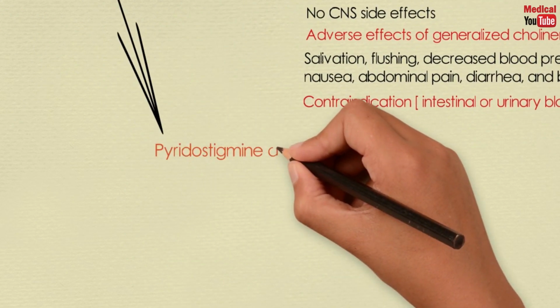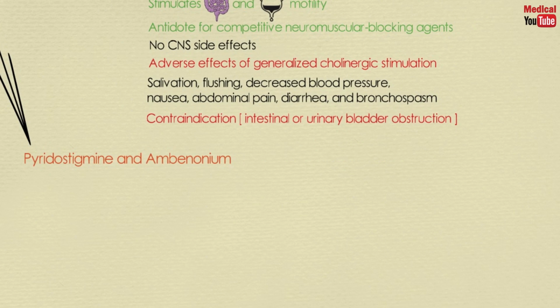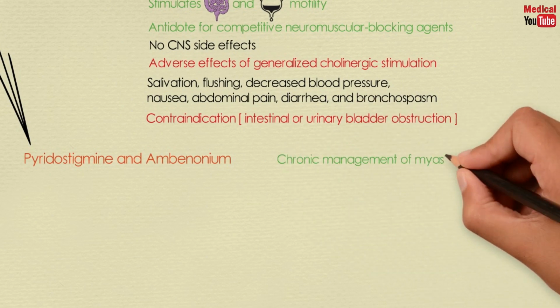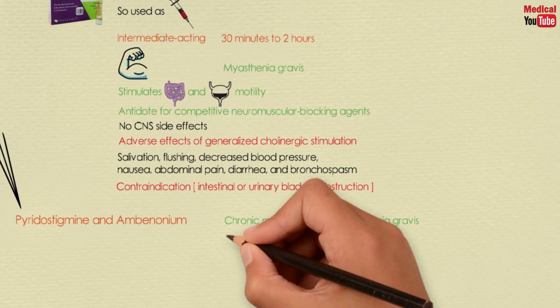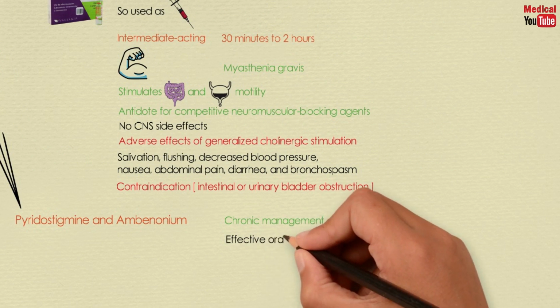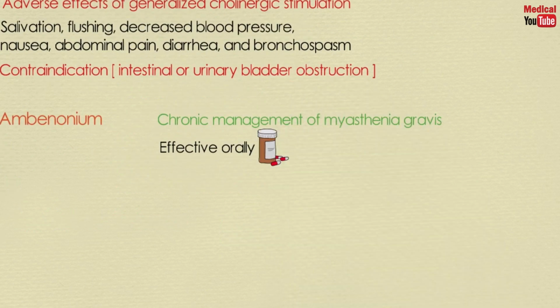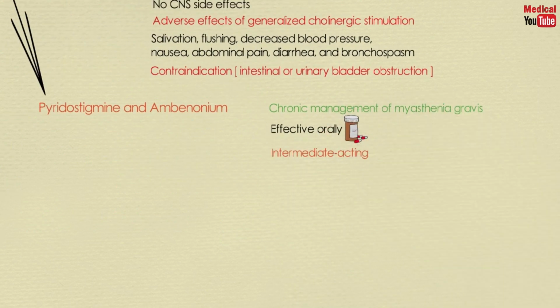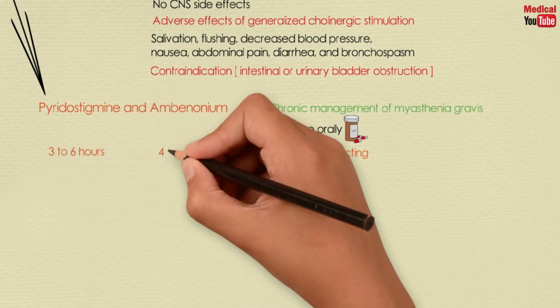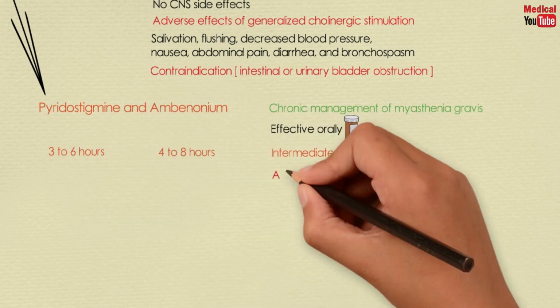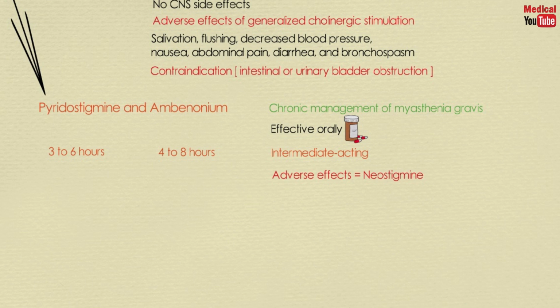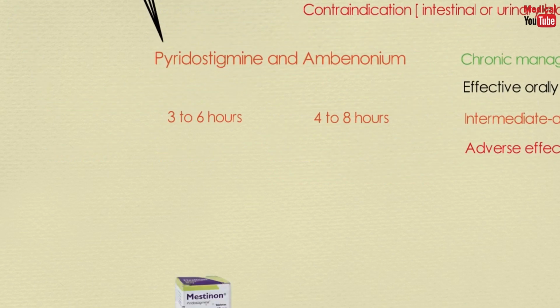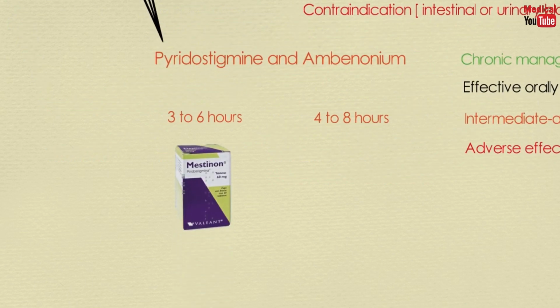Pyridostigmine and ambenonium are other acetylcholinesterase inhibitors that are used in the chronic management of myasthenia gravis. They are effective orally, and their durations of action are intermediate, 3 to 6 hours and 4 to 8 hours, respectively. Adverse effects of these agents are similar to those of neostigmine. They are available with the brand names, Mestinon and Mytelase, respectively.